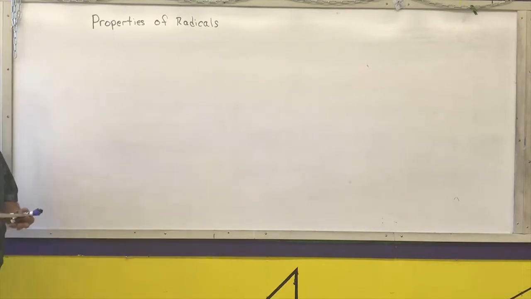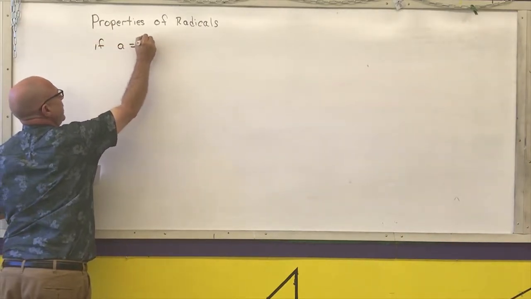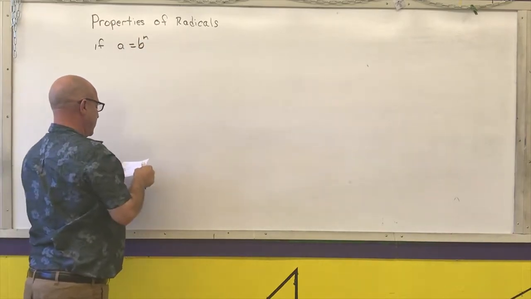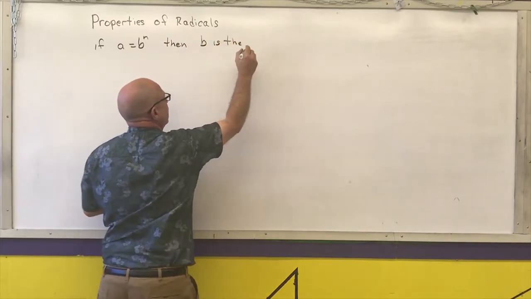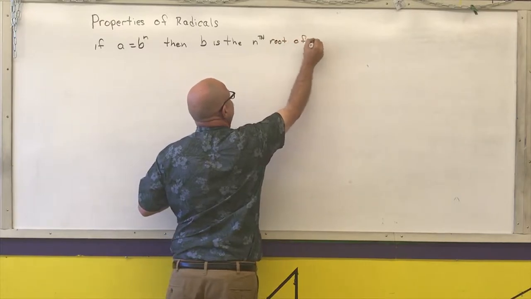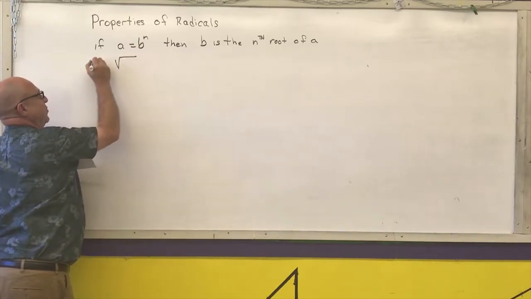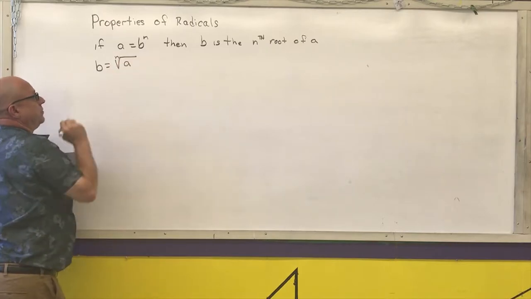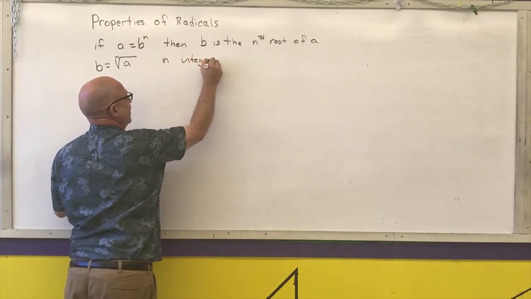So properties of radicals basically have the exact same properties as our exponents. First thing I want to do is talk about what a radical is. If A equals B to the N, that's our exponent property, then B is the nth root of A. Okay, and the way we indicate that? B is equal to the nth root of A, where N is an integer, not equal to zero.